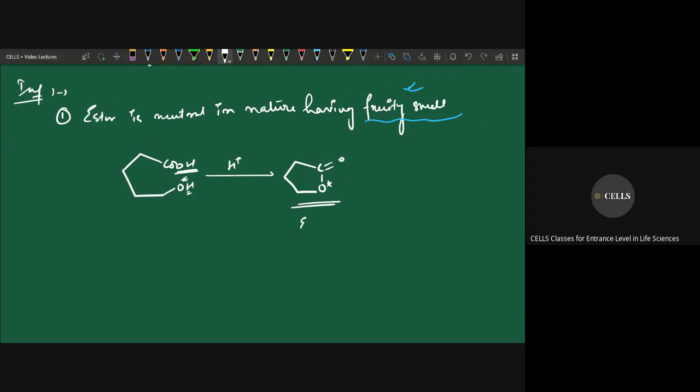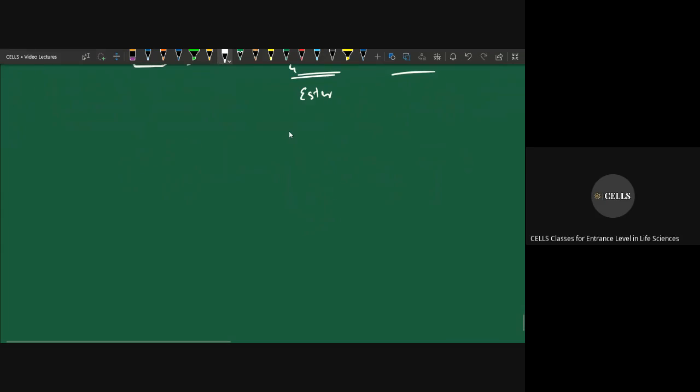That is also an ester. 1, 2, 3, 4. This is a cyclobutanoate. That is also an ester. So basic things are present over here, right? So now let's move on to the other things.